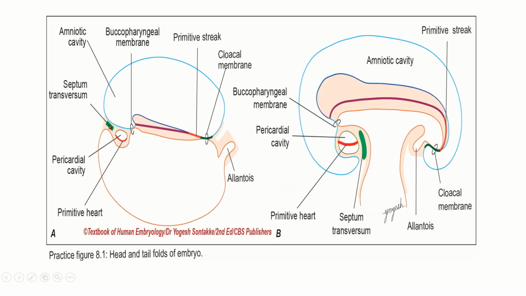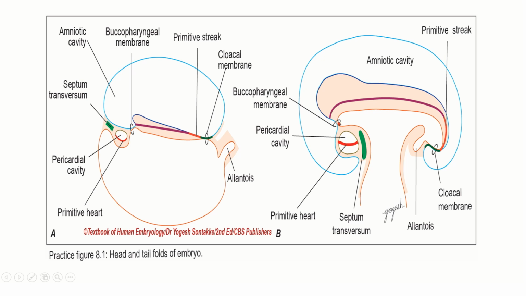this is the septum transversum, this is the pericardial cavity. You can see the primitive heart. So the cranialmost structure is the septum transversum, and the caudalmost part is the allantois. So due to formation of the head fold and tail fold, you see the changes in position. The septum transversum has come to lie at its final level, that is the future diaphragm place, and you can see the pericardial cavity has become cranial to the septum transversum.